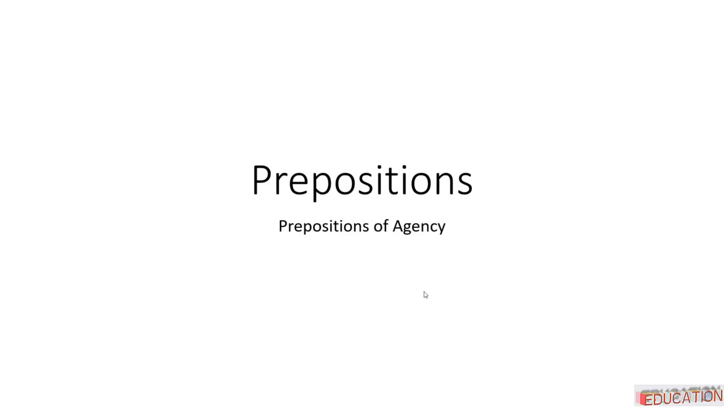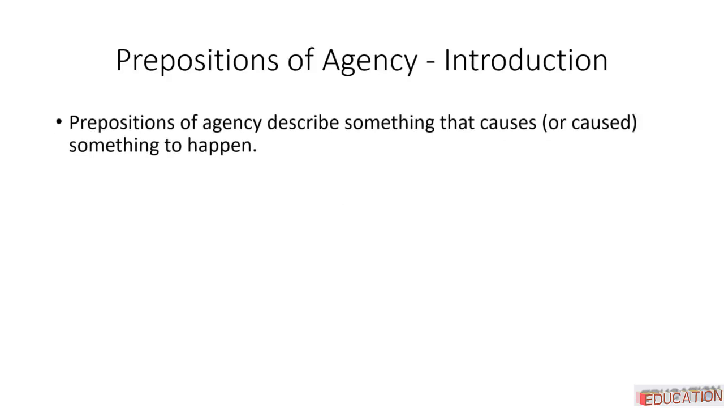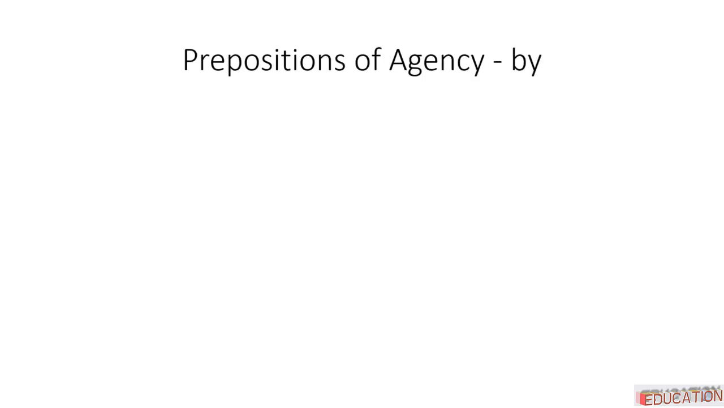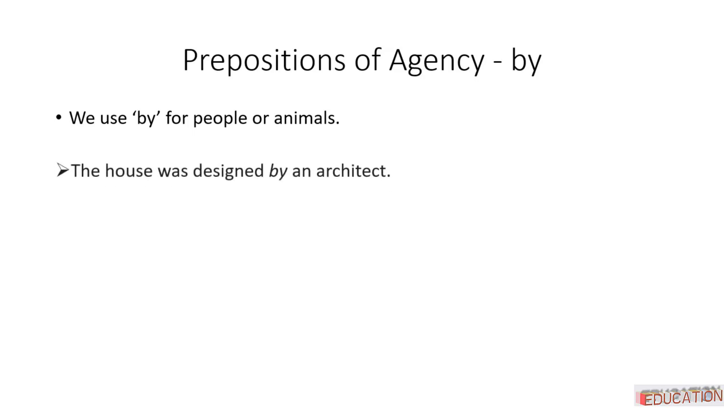This lesson deals with prepositions of agency. Prepositions of agency describe something that causes or caused in the past something to happen. And they're usually written in the passive voice, as we'll see in the examples. And the prepositions of agency are by and with. We tend to use by for people or animals. The house was designed by an architect.